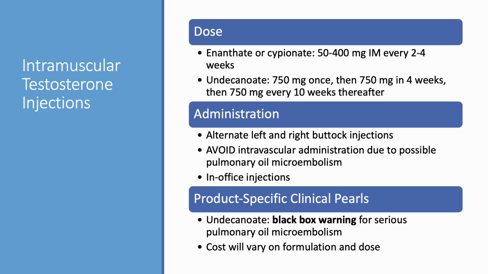The first product that we'll talk about are the intramuscular injections for testosterone replacement. This includes the enanthate or cypionate product that would be given every 2 to 4 weeks, or the undecanoate, which is given once, followed by a dose 4 weeks later, and then every 10 weeks after that. So it could be given a lot less frequently after the initial 2 doses.